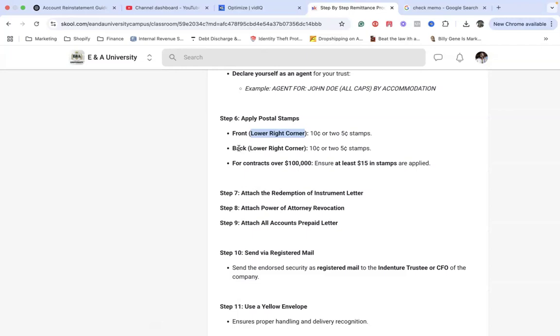And then on the back, it's lower right corner, 10-cent or two 5-cent stamps. Now again, remember for larger contracts, guys, you have to be mindful of how much you would need at least. In this case, if you're someone trying to pay off a student loan for that amount, then that's the type of stamps you're going to be looking at. But in the meantime, you want to order 1 cent, 2 cent, 5 cent or 10-cent stamps so that you can have them. You can order maybe 3 or 4 books, one book of each, and use those as your stamps.